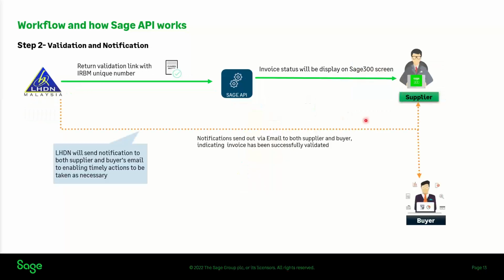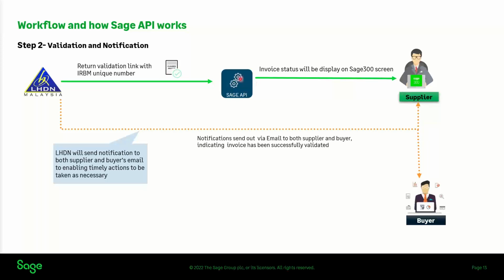And the second step, validation and notification. What happens after LHDN has received your e-invoice? According to LHDN, the validation of your e-invoice will be done instantly, so you don't have to wait for another 1 working hour or 1 working day. LHDN will validate your e-invoice, and if everything is okay, they will send to the API a validation link with the IRBM unique number. Same case, if there is any error within your invoice, it will also be sent to Sage API.